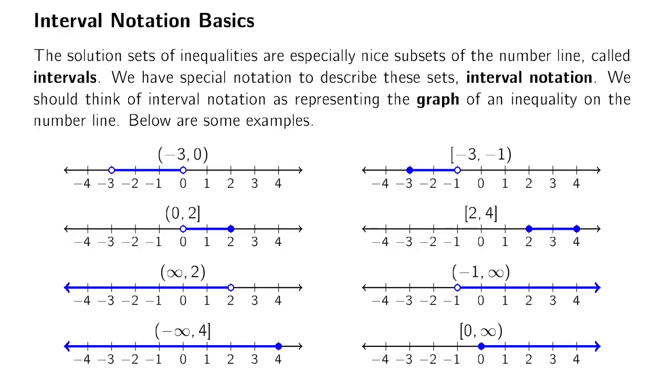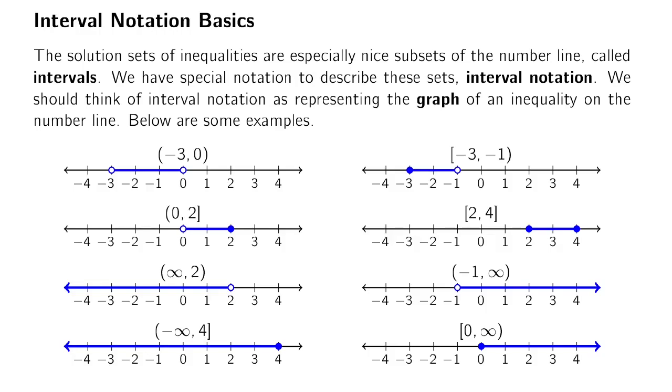Interval notation is the name for a specialized notation that we use to describe the solution sets of inequalities. The solution sets of inequalities are called intervals. They're special subsets of the real numbers. And the thing that makes them special is that we can think of them as either line segments or rays in the number line. So either the real numbers between two endpoints, or the real numbers to the left of an endpoint or to the right of an endpoint. We can think of what we're writing in interval notation as a shorthand for what we see in the graph.